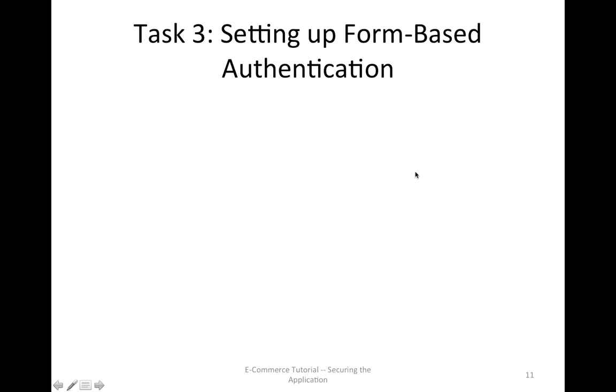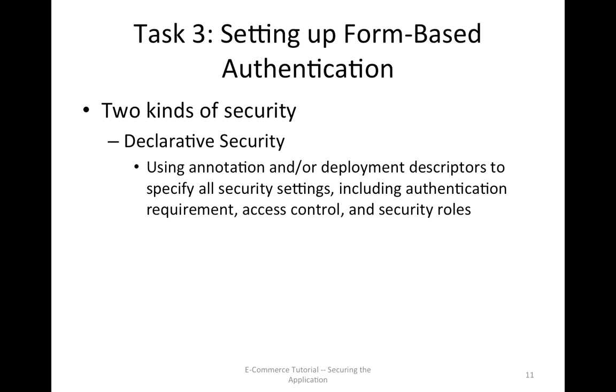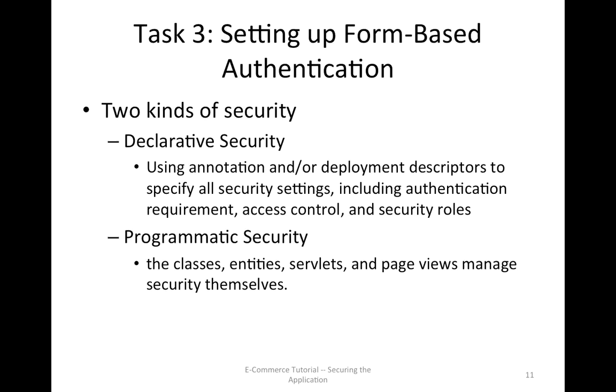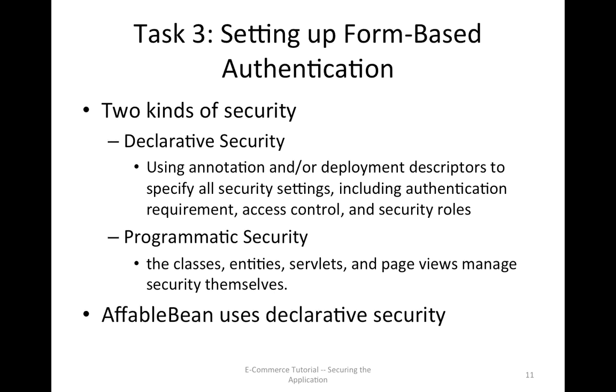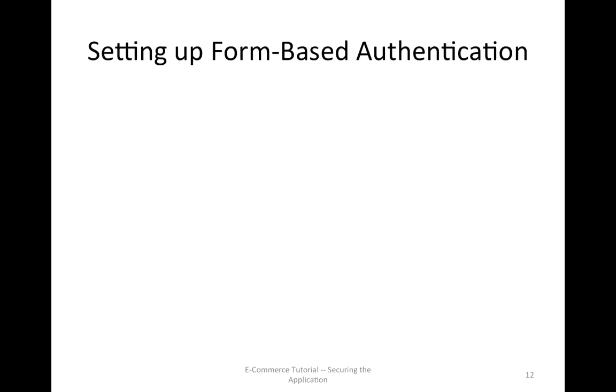Therefore, our next task is to set up form-based authentication. There are two kinds of security. First is declarative security, which uses annotations and/or a deployment descriptor to specify all security settings, including authentication requirements, access control, and security rules. Second is programmatic security. The classes, entities, servlets, and page views manage security themselves. AffableBean will use declarative security.